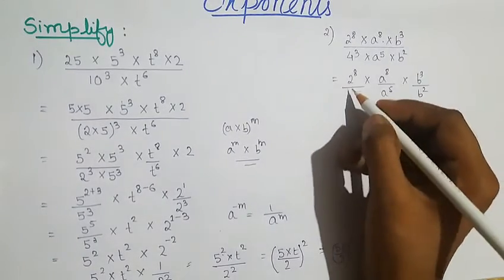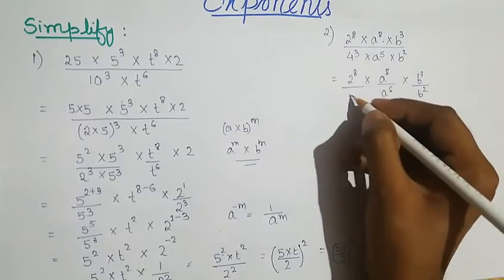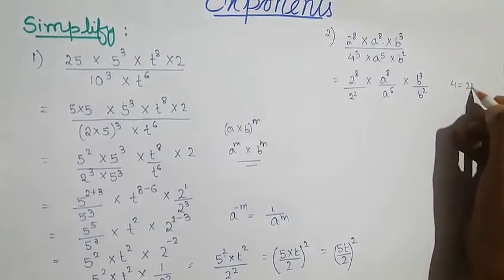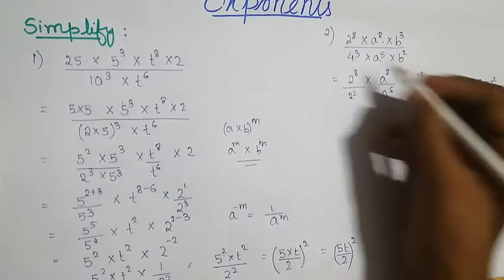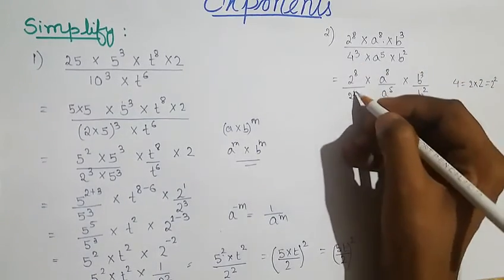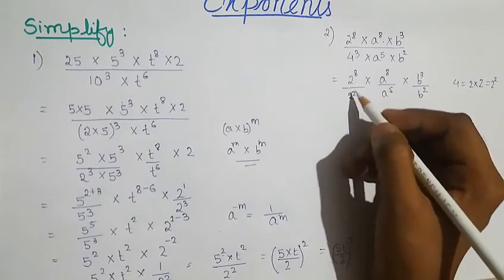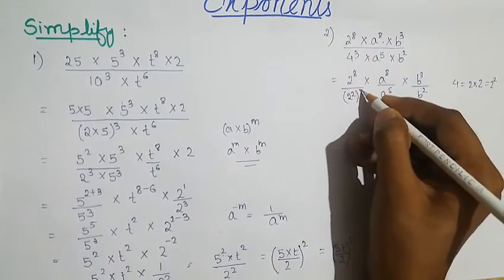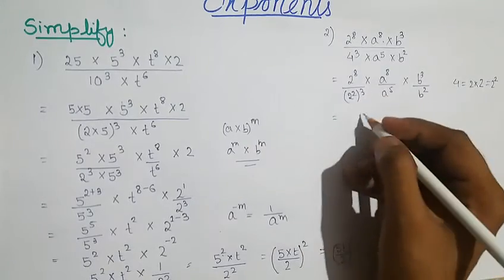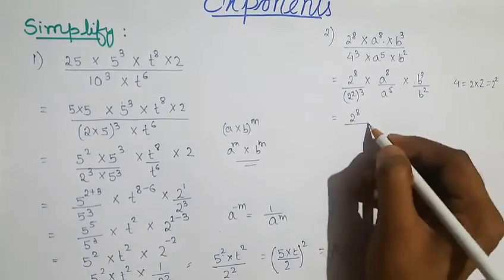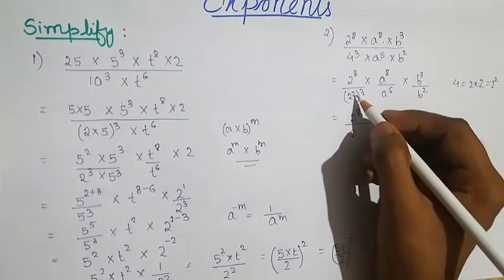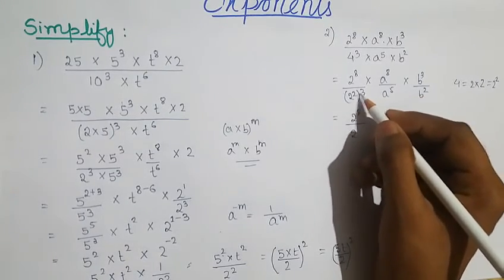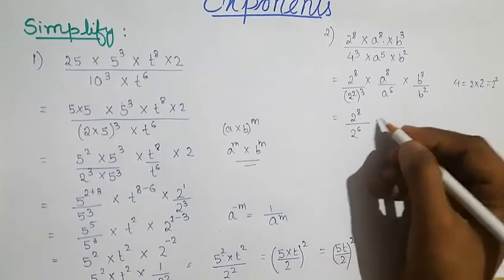Now can we write 4 as 2 square? Right, because 4 is equals to 2 into 2, which is equals to 2 square. So in place of 4 we will write 2 square, because we need to get a similar base, and we have a power over there, so we will give the power whole over it, which is 3. So this is equals to 2 raised to the power 8 upon 2 raised to the power, since there is a bracket, we can simply multiply the two powers, which is 3 into 2 is 6, into.